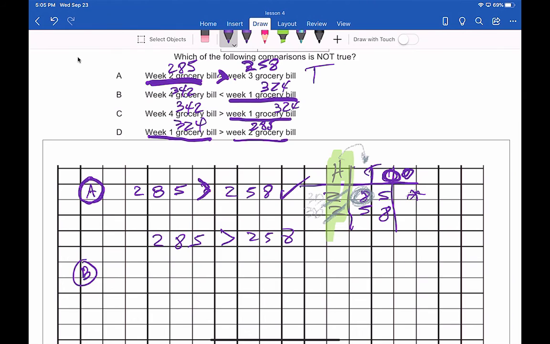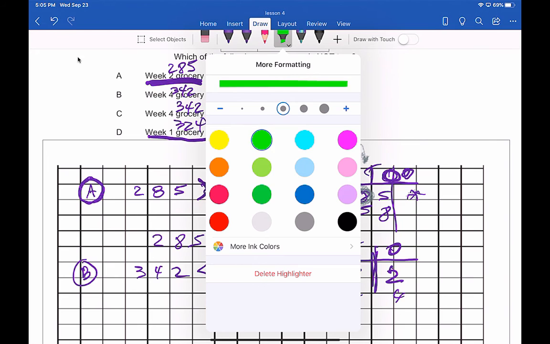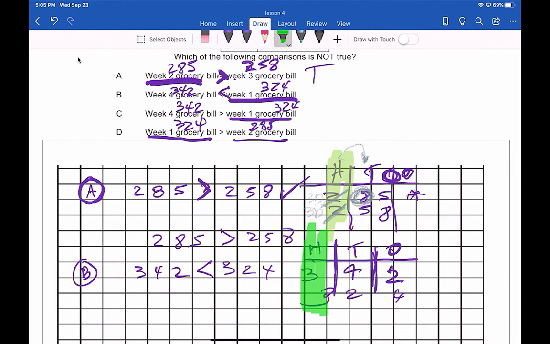For B, we'll do exactly the same process. 342. In this case, they have this symbol, 324. Do the place value chart. Write it down: 2, 4, 3, 4, 2, 3. Go to the biggest place value. Comparing, it is the same. We go to the second one. This is the correct one, 4. So this will be the first one.